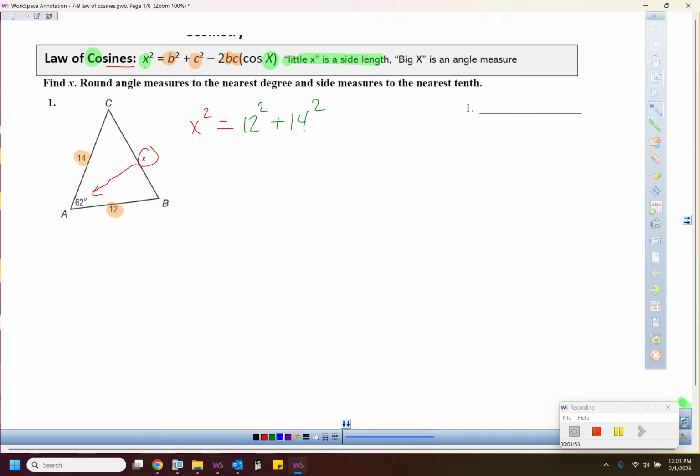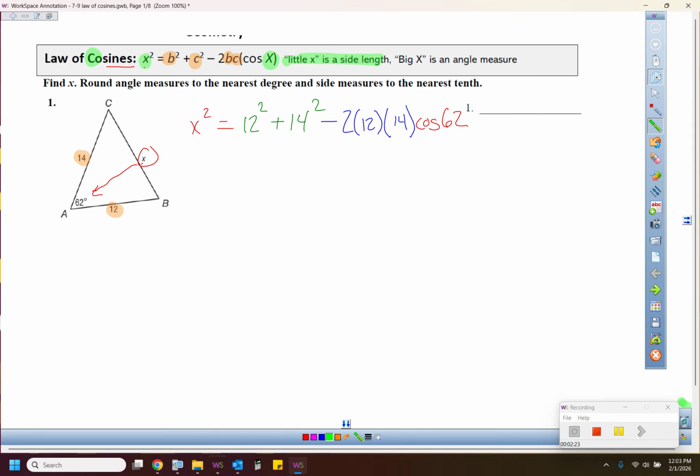And then they're going to subtract away 2, and if I use parentheses, life's going to look a lot cleaner for us. 2 times 12 times 14, so we'll put those in parentheses. But it's also times the cosine of big X. Well, big X is the angle measure across from little x, and in this case, it is 62. So that's the hard part in phase 1, when you're not used to it: how do I even set this up? Remember, this formula is on your yellow card, so you could use it.